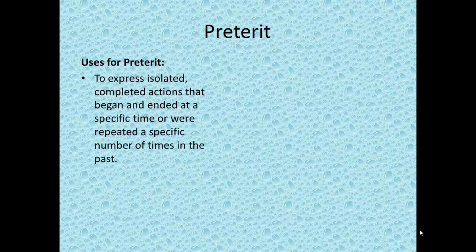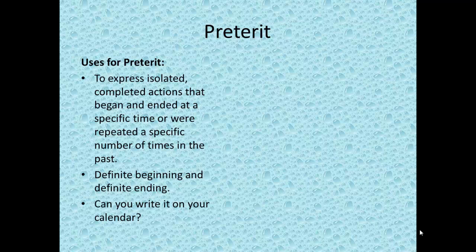Next, we're going to talk about the uses for the preterite. So the main use for the preterite is for isolated or completed actions that began and ended at a specific time, or they were carried out a specific number of times, all in the past, right? So we know we're talking about the past, but we definitely know there was a beginning and an ending, or we know how many times it occurred. Like I said, definite beginning and definite ending time.